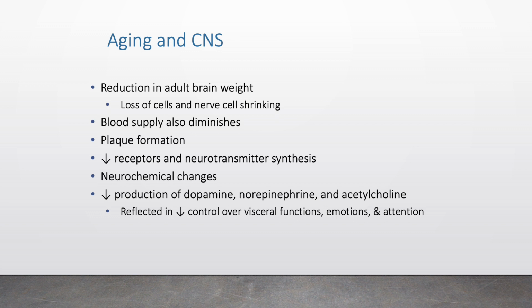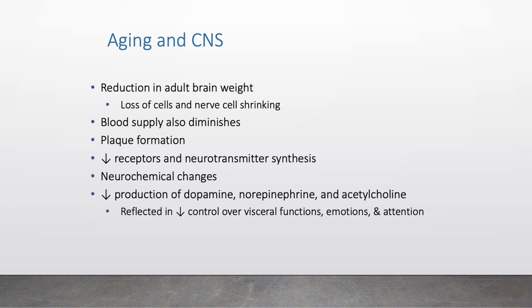Aging and the central nervous system. With aging, there's a reduction in the adult brain weight due to loss of neurons and shrinkage of existing cells. Diminished blood supply to the brain can contribute to reduced cellular function and structural changes. Plaque formation refers to the accumulation of abnormal protein deposits in the brain, which is closely associated with conditions like Alzheimer's disease and dementia. These plaques can interfere with normal brain function and contribute to cognitive decline.